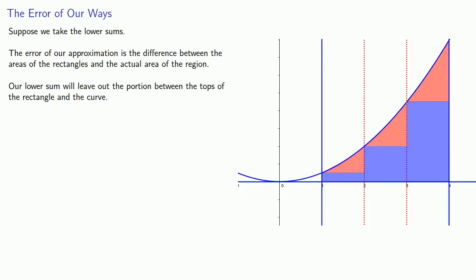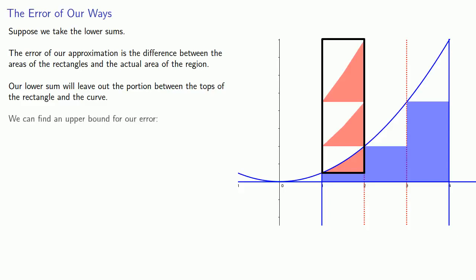And this is most obvious through the magic of CGI. And so what we're going to do is we're going to slide all of these error pieces over to one side. And we note that all of these error pieces fit into a rectangle. And so this gives us an upper bound for the error. It's the height of the rectangle times the partition width.